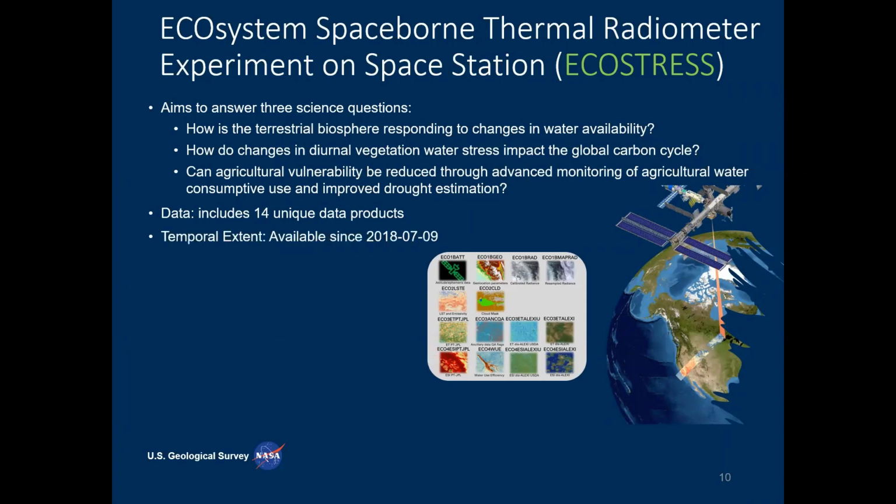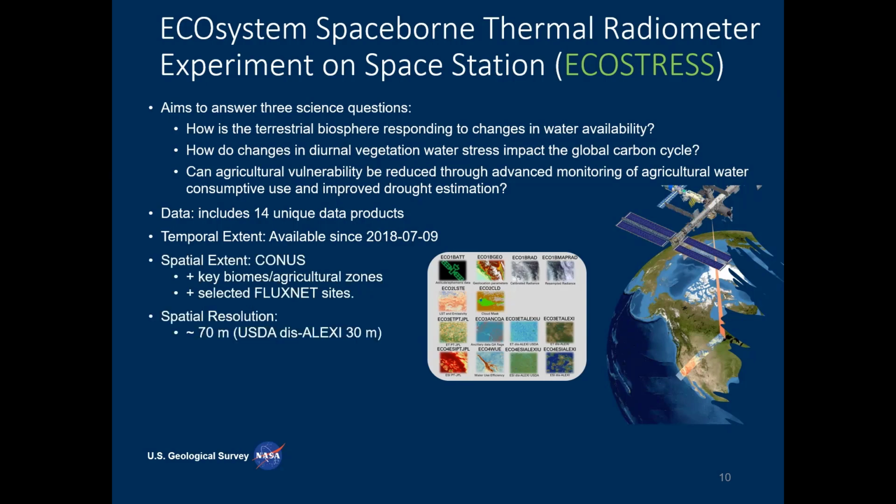ECOSTRESS data are available from July 2018 to present. And spatially, ECOSTRESS covers CONUS, as well as 10 key biomes and agricultural zones, and around a dozen selected FLUXNET sites. The data are provided at a 70-meter resolution, except for a couple of products that are produced by the USDA, which are available at a 30-meter resolution.